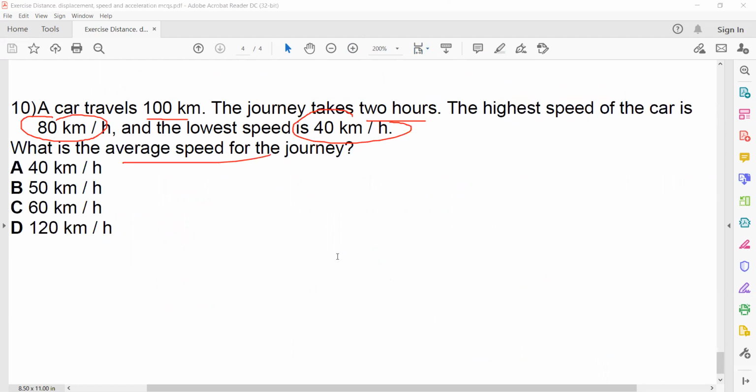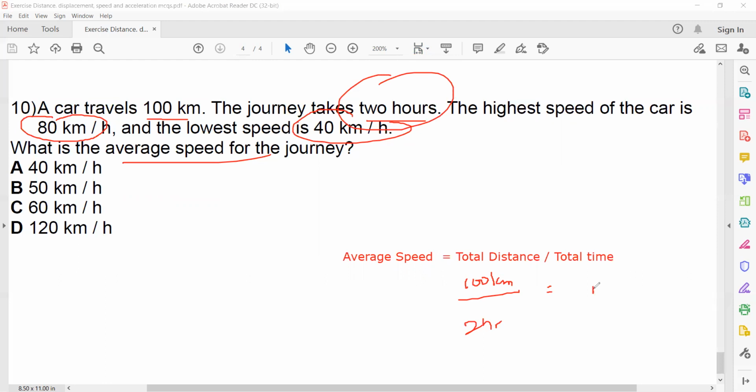So what is the formula to calculate average speed? The average speed is equal to the total distance divided by total time. So the total distance which the car covered is 100 kilometers, and the total time to complete the journey is 2 hours. So 100 divided by 2, that's equal to 50 kilometers per hour. So B will be the right answer for this question.